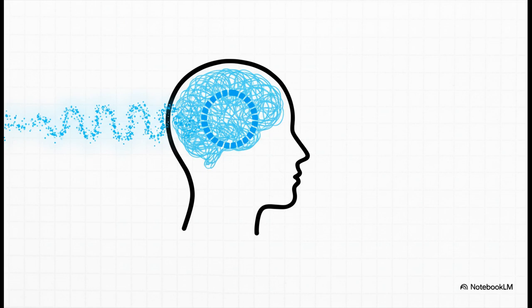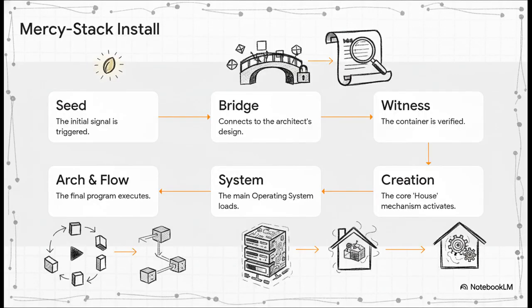The idea is that by reciting it, a person is effectively running an installation script for this Mercy OS. The system even gives this process a name, the Mercy Stack install, and it follows those exact same pipeline steps we just saw. An initial seed triggers a bridge, which is verified by a witness. This kicks off creation, loads the main system, and finally executes the architecture and flow. It's laid out as a complete, step-by-step activation sequence.